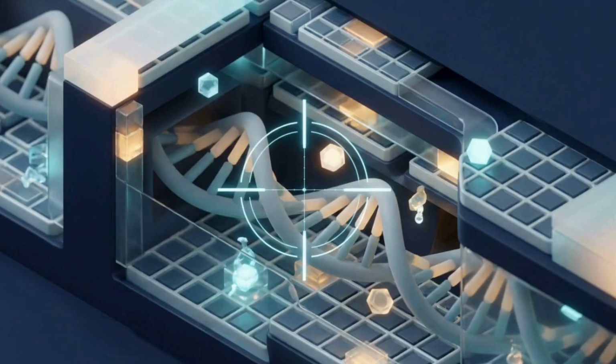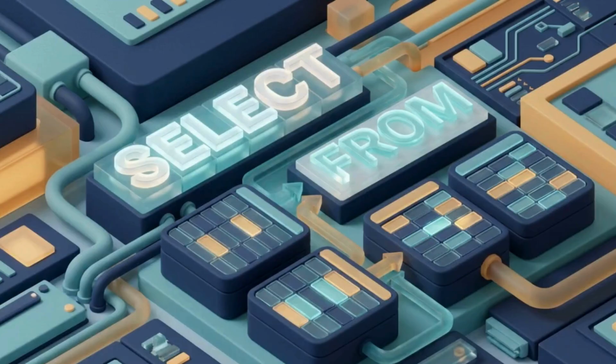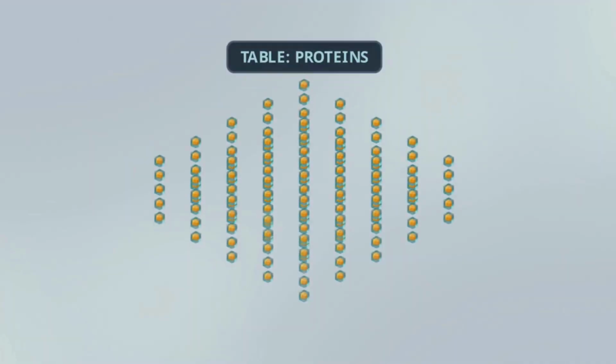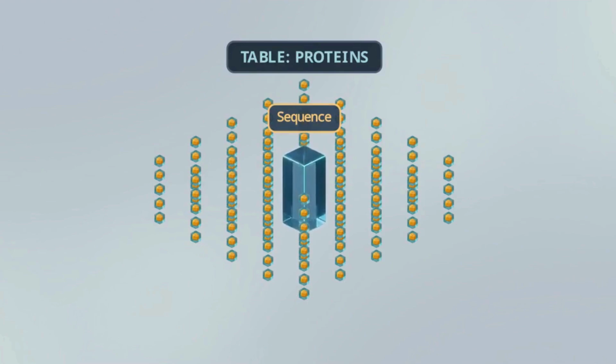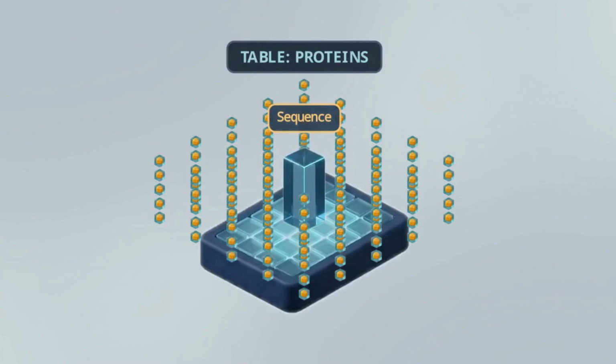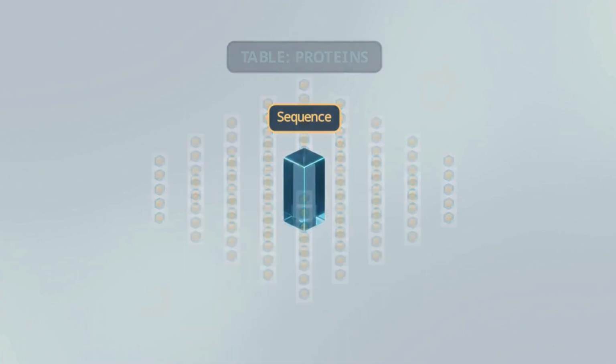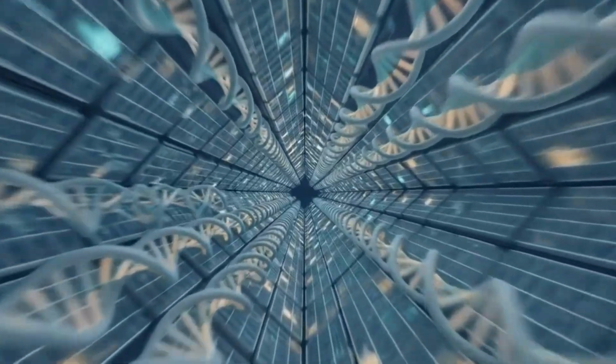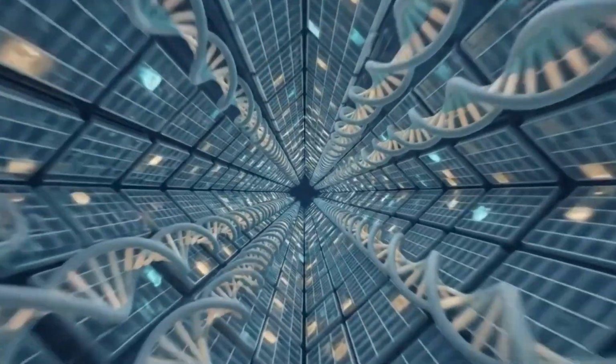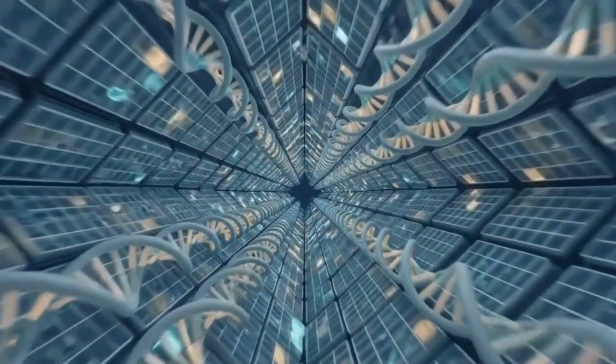Building a SQL query starts with targeting the exact location of the information you want, using two foundational commands, select and from. The from command points the system to the correct table, like a master list of proteins. Then, the select command extracts only the specific columns you need from that table, while the rest fade into the background.